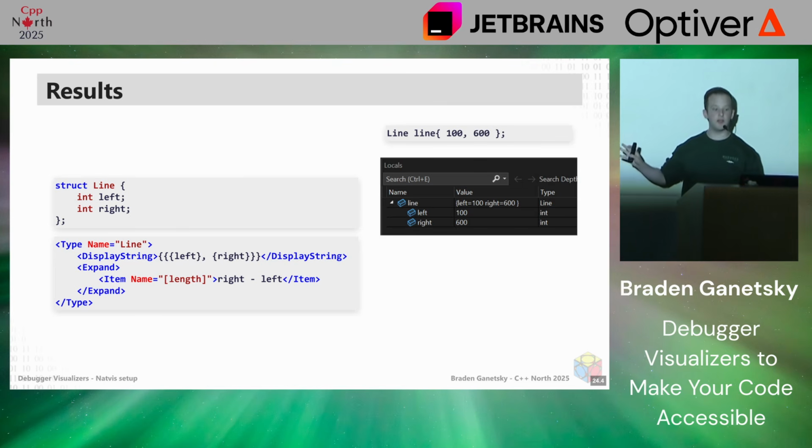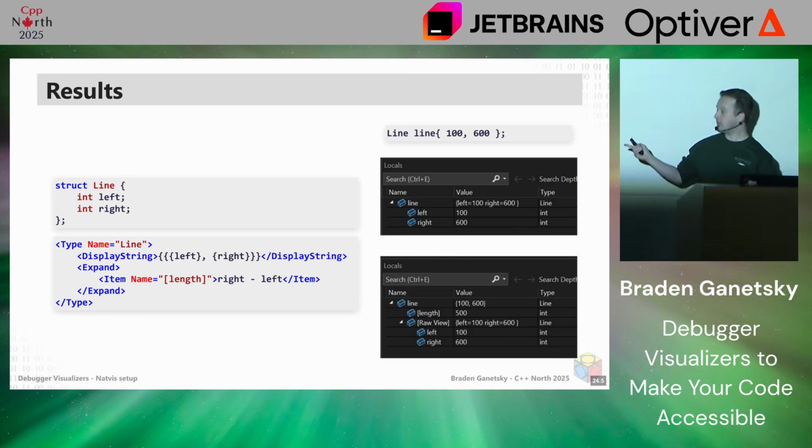Don't worry about this for now. You'll understand this later. So I write a little bit of NatViz, and then it ends up displaying like this. And this is what I want it to look like. I want the actual display value of the line itself to just say 100, 600 in some braces, and then I want to have one item underneath that. I want it to say length.